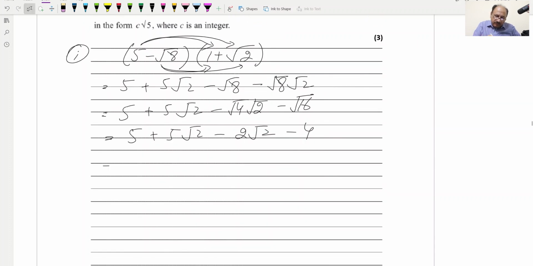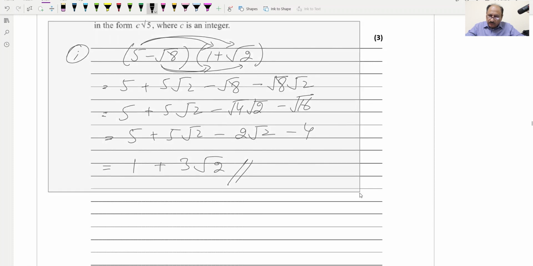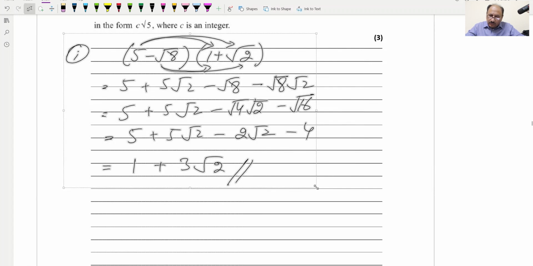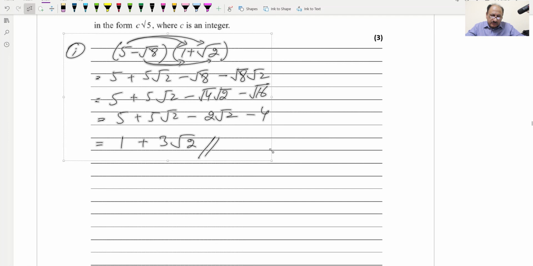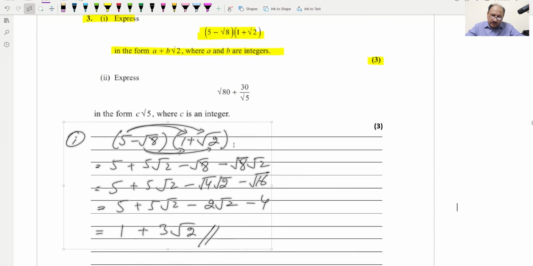Now further simplification, 5 minus 4 will be 1, and this will be plus 5 under root 2 and minus 2 under root 2 will be plus 3 under root 2, and this will be our final answer. Hopefully you understood this question. Now we can move to the next part, which is B part.